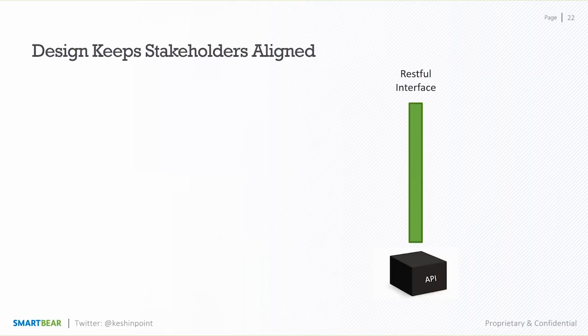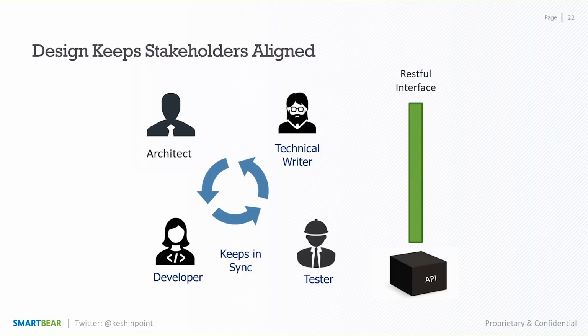So if, for example, the green bar you see on the screen is the design of the API, or the RESTful interface, as we want to call it, you will see that this keeps all of the internal stakeholders, from the testers, the developers, the architects and technical writers, all of them aligned and in sync on what the API does. Because remember, the contract defines what the API is. It talks about the requests and the responses for every single resource.